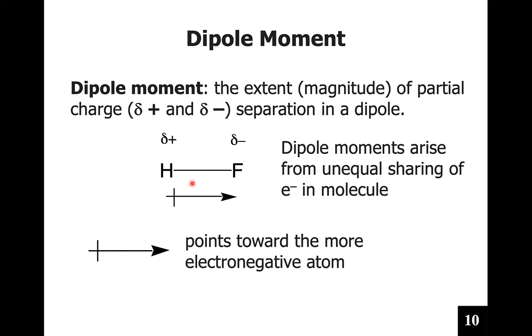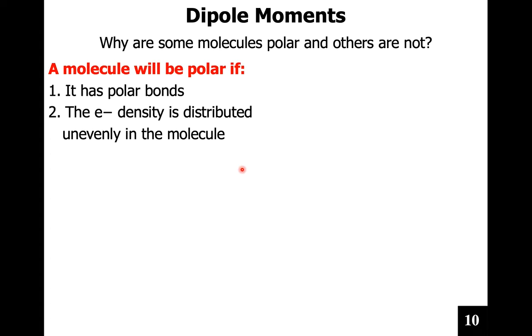We use this notation here where we have an arrow, with a little cross on the end to represent the positively charged atom. The arrow points from the positively charged atom to the negatively charged atom. The negatively charged atom will be the one that has the higher electronegativity, which of course is fluorine when it's bound to anything else.